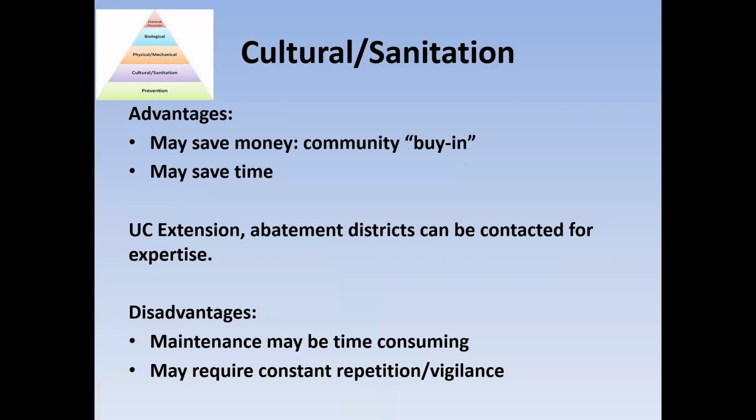This can save the farmers money, which will also, people follow their pocketbooks, so this will allow for community buy-in, and it may save time. So now, instead of dealing with a flooded orchard, you're dealing with perhaps a few pools where maybe the drip line was broken and it made a pool at the base of the tree rather than the entire orchard. You can contact UC Extension or abatement districts for expertise.